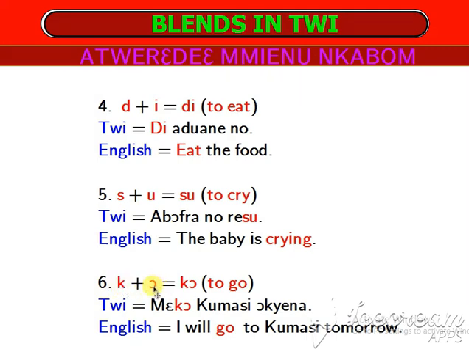Example 6. K and O. Together we have Ko. Ko means to go. Here we use Ko in a sentence. Me ko Kumase ɔkyena, which means I will go to Kumase tomorrow.